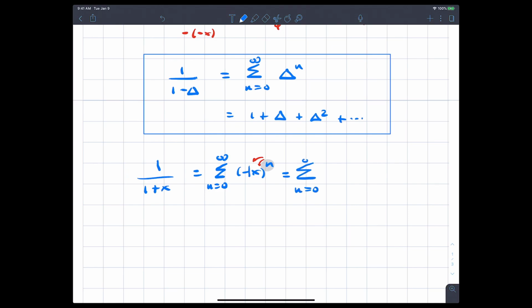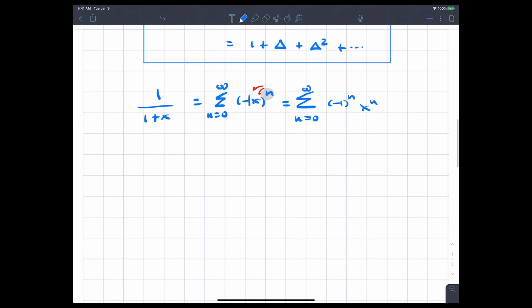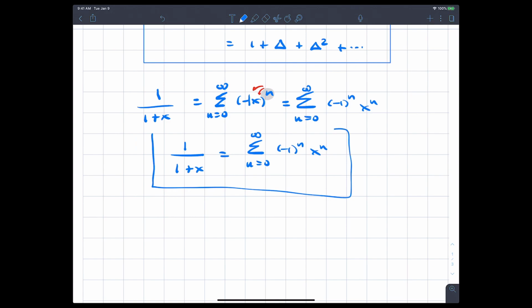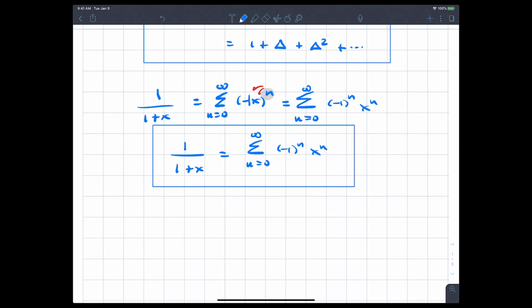N is 0. We end up with negative 1 to the nth power, x to the nth power. So here's a power series representation of a new function. And it's an alternating series. So if you just looked at some of the terms, you can say, okay, that's going to be 1 minus x plus x squared minus x cubed.